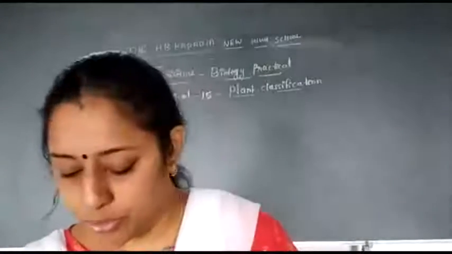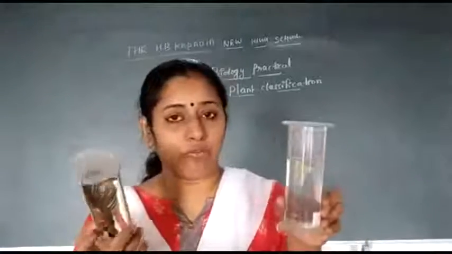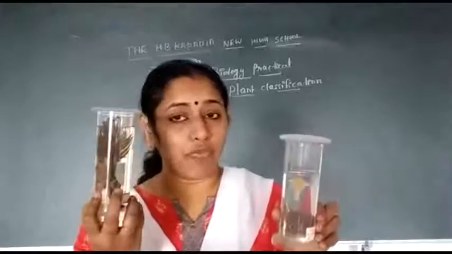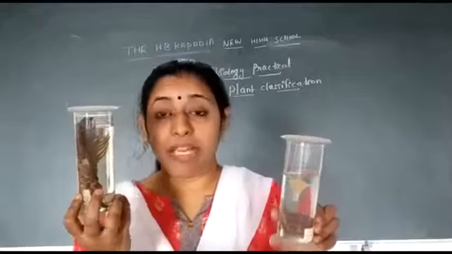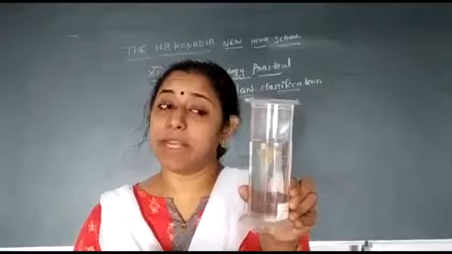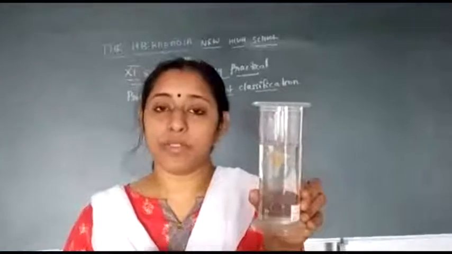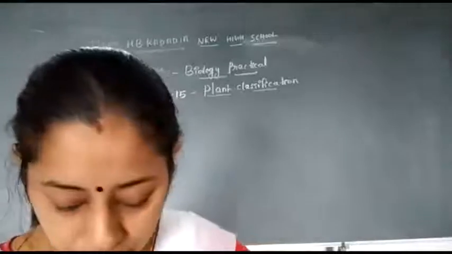I think all of you understood the difference between megasporophyll and microsporophyll. The bigger one is the megasporophyll. This is the female gametophyte, we can say. And this is the microsporophyll, which bears the male spores or the male gametes. Now we are moving to angiosperms.